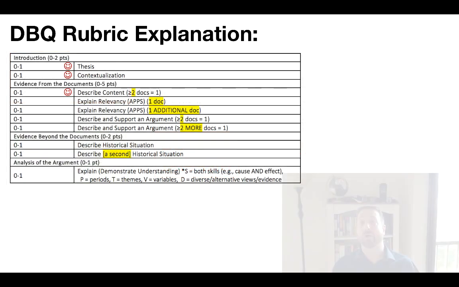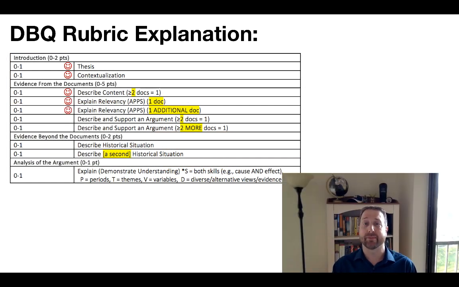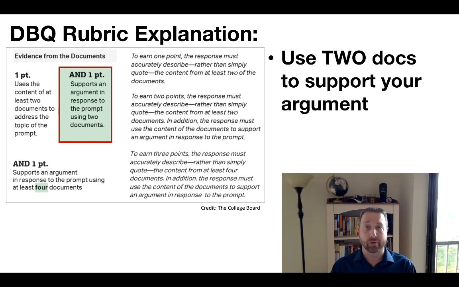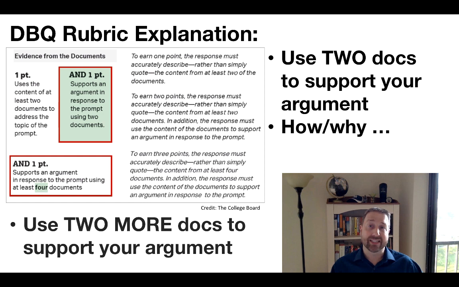All right, so if you're keeping score and you successfully sourced 2 documents, you're halfway there. Okay, looking at this part of the rubric again, you can earn another point by using the content of 2 documents to support your argument, to support your thesis. That, of course, answers the question. Now, you must address the specific information to explain how or why the document is useful in supporting your argument. You can earn an additional point by using 2 more documents to support your argument, for a grand total of 4 docs analyzed. Again, to be on the safe side, you could analyze all 5 documents.